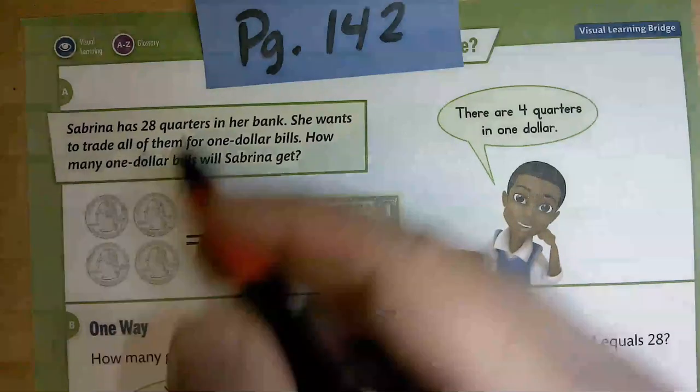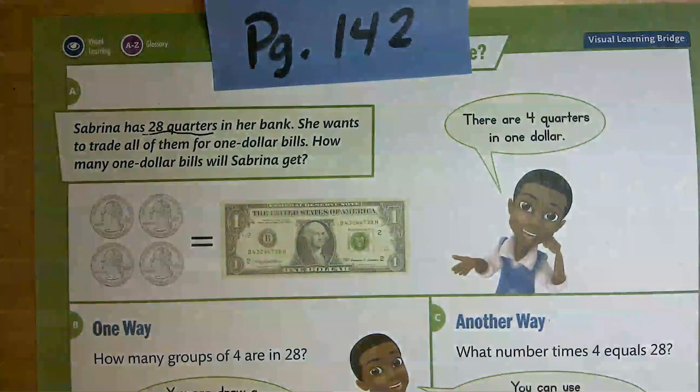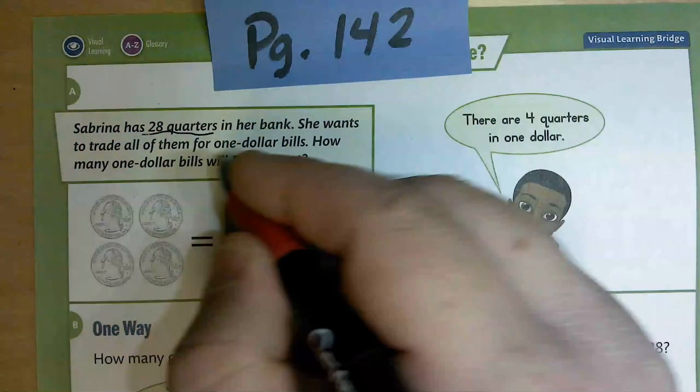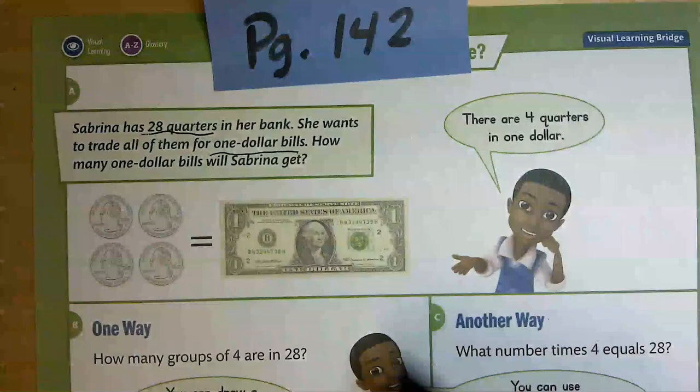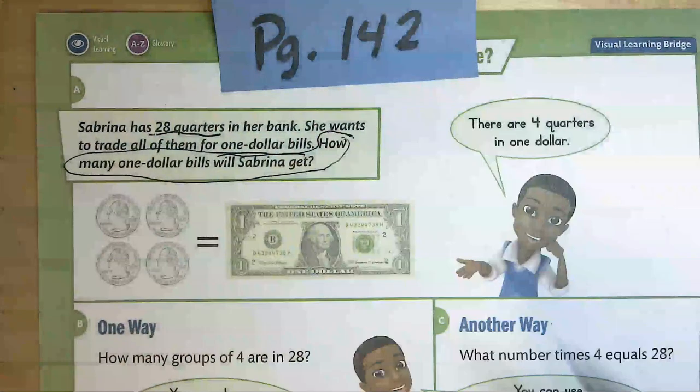It says Sabrina has 28 quarters, underline 28 quarters, in her bank. She wants to trade them for $1 bills. And then we're going to circle the question, how many $1 bills will Sabrina get?